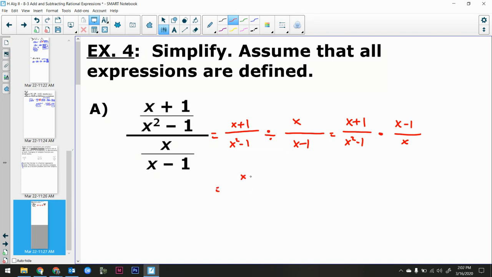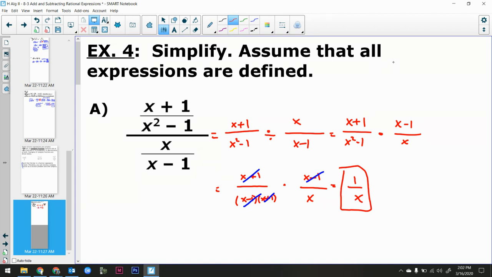Now, what does that mean? Come down here. I've got an x plus 1 over x minus 1, x plus 1, right? Because that's a difference of squares, times x minus 1 over x. Cross simplify and simplify above and below. That leaves me with just a 1 over x. That's interesting. That whole thing simplified down to 1 over x.